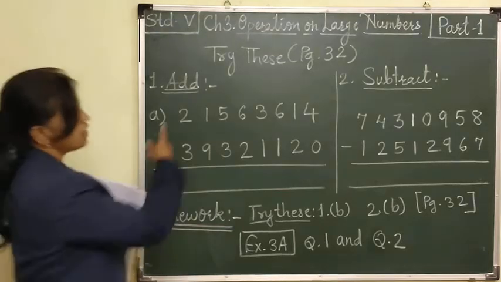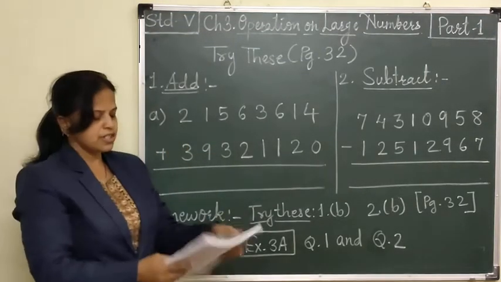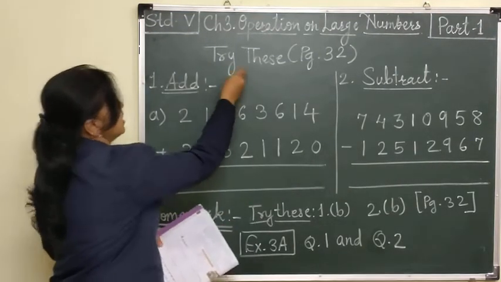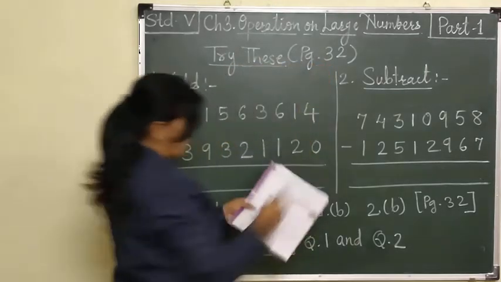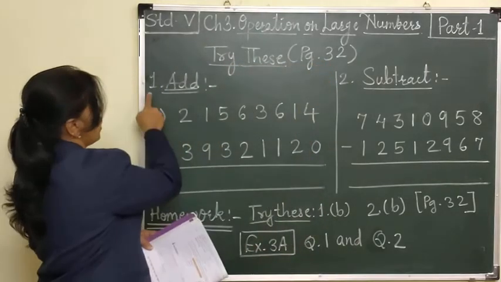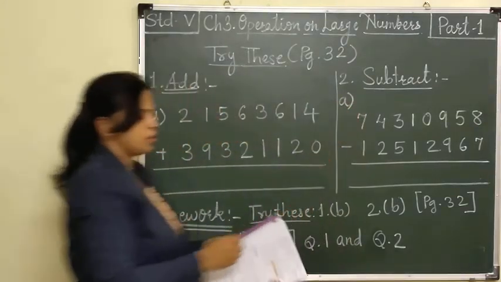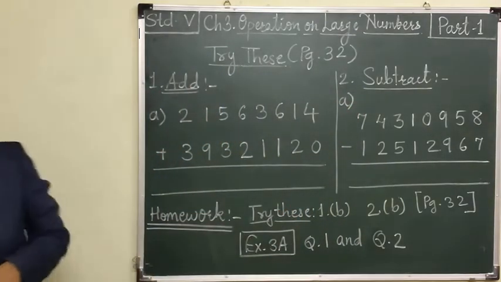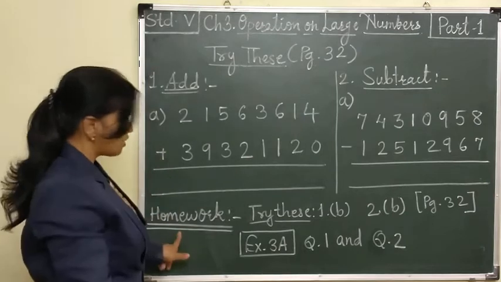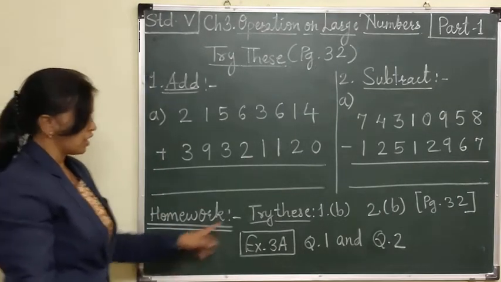Already I have written here the numbers taken from the Try These exercise, that is page number 32, question 1A and question 2A. Both A questions I am going to solve, and here I have written the homework. You should observe it.